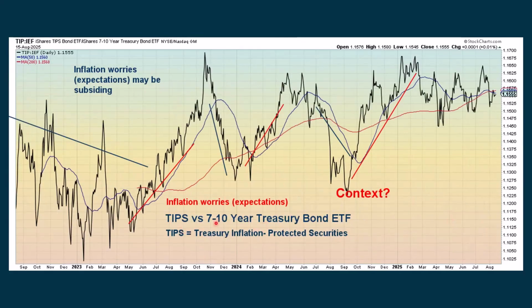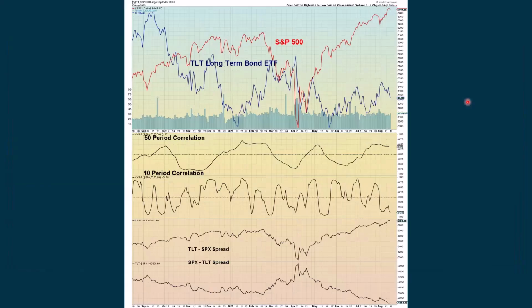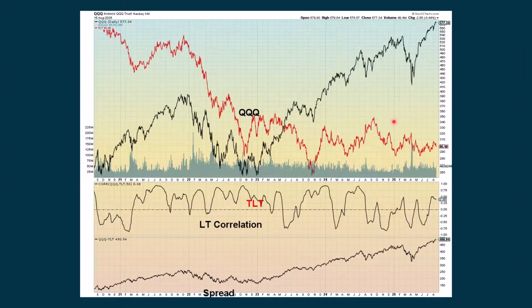Same approach, TIPS to 7 to 10 year bonds, pretty much going sideways with this ratio. And we look at the S&P, which is in red on top, and then the long-term bond, which is in blue, and we can see the long-term correlation is starting to drift off, and they're actually having a tendency to go in opposite directions in the short term, because the S&P for the most part has been going up as bonds have been going down, and that's pretty much what you would expect in a more normal environment.